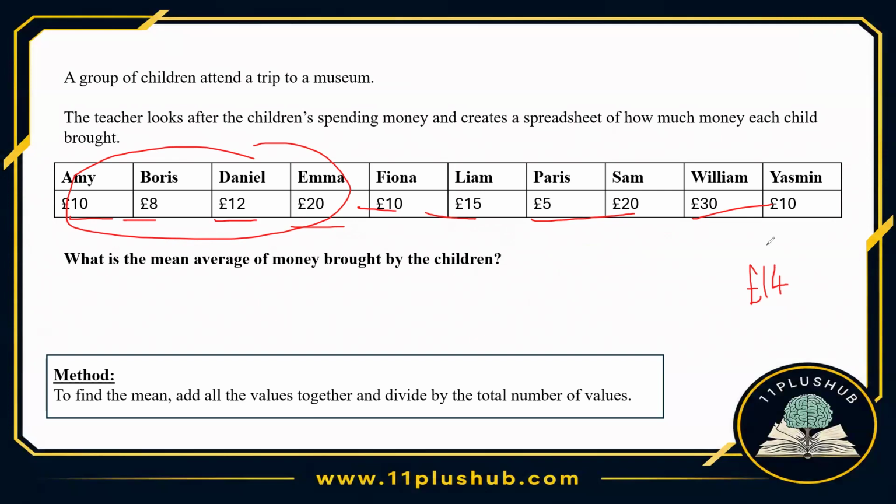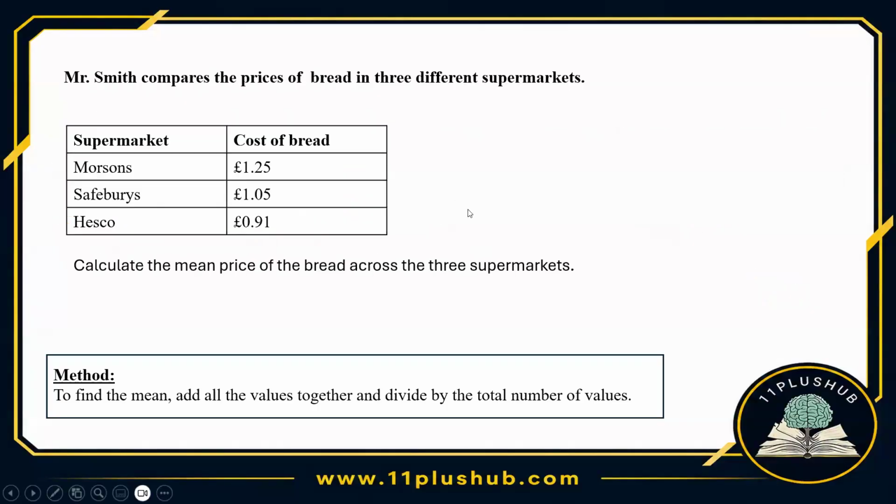If you've got the answer £140, you'd know to question it, because how can that be the average when the highest amount that was brought is Williams, which is 30? The mean average is supposed to give us a good representation of what the average person brought, right? And 14 does look reasonable. All right, amazing. Let's go to the next one.